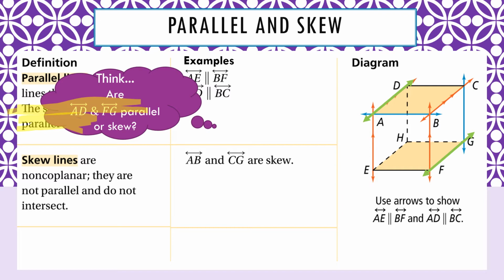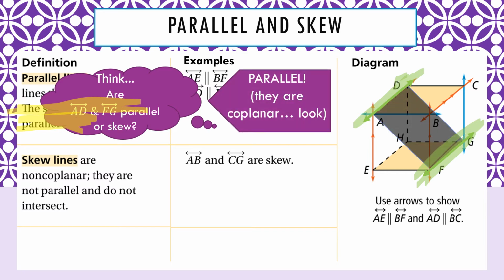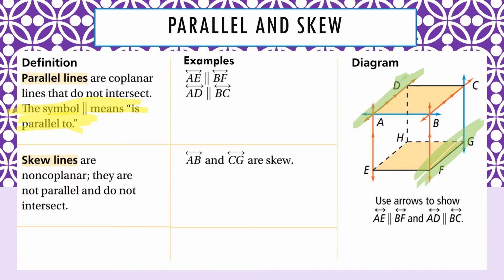Let's think about this. Are AD and FG parallel or skew? Look at those two lines there. They're shown by the green right here and right here. Are they parallel or skew? These are parallel because we could technically draw a plane between them. There's not one in the actual diagram, but they are parallel because we could draw a plane between them.